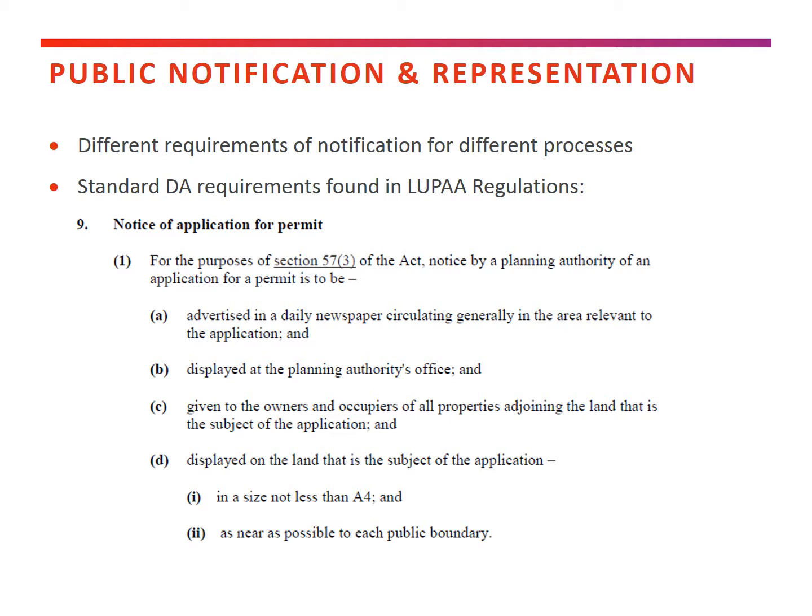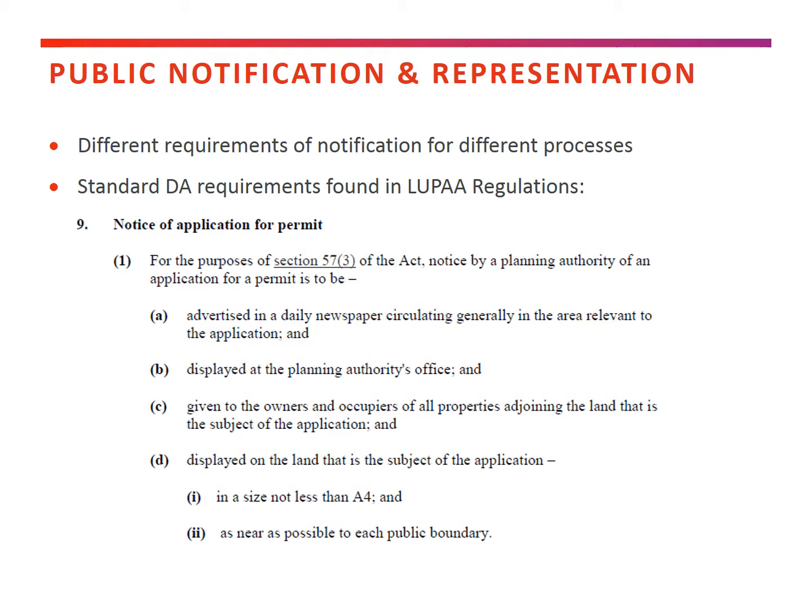Public notification and representation. So there's different requirements of notification depending on what you're proposing. The standard development application requirements found in the Tasmanian legislation, so we're back in Tasmania now under LUPAA, is found in Section 9, Notice of Application for a Permit. For the purposes of Section 57 of the Act, so this is discretionary applications, notice by a planning authority of an application for a permit has to be advertised in a daily newspaper, council has to bear the cost, displayed at the planning authority's office, council offices, given to the owners and occupiers.